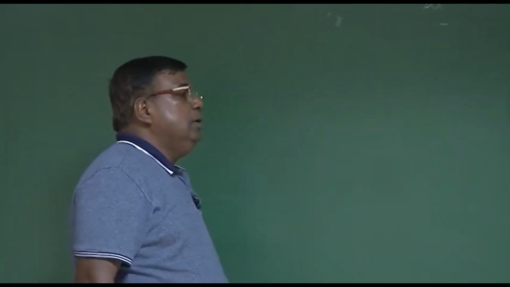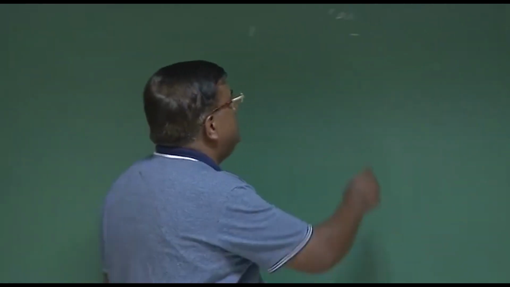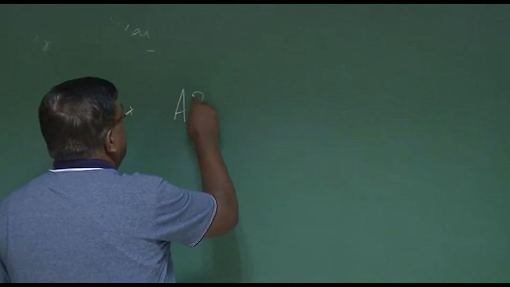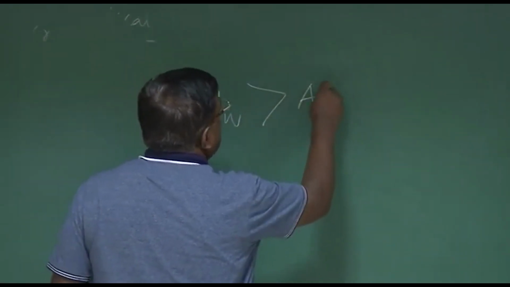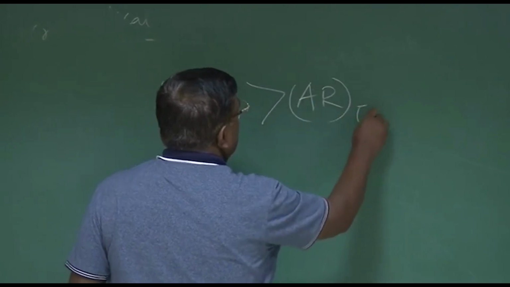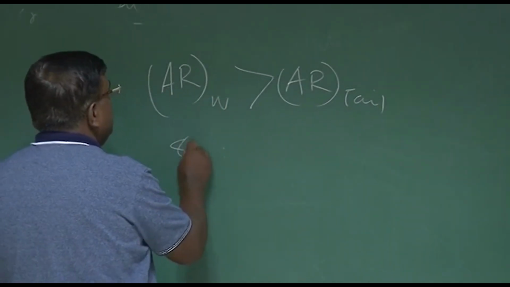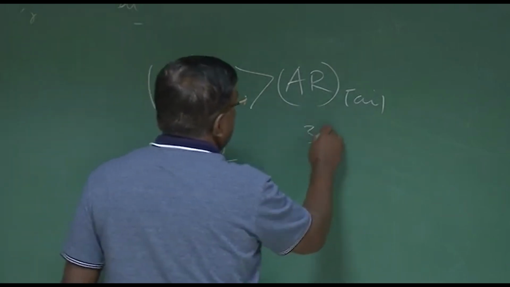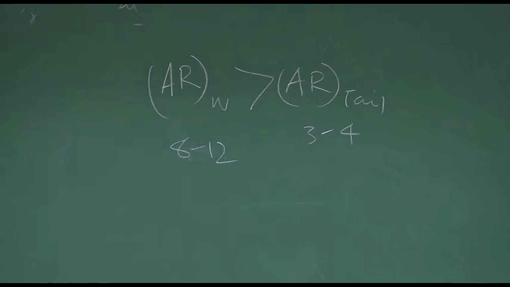You should also understand one thing, that the aspect ratio of the wing is always greater than the aspect ratio of the tail. Typically, if it is 10 to 12, or let's say 8 to 12, it is 3 to 4 or 5. What is the reason? Question is, what is the reason?